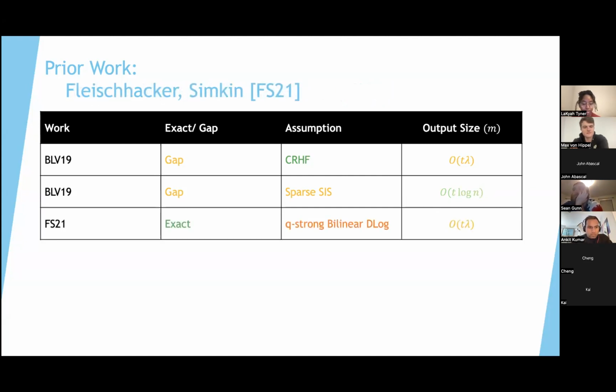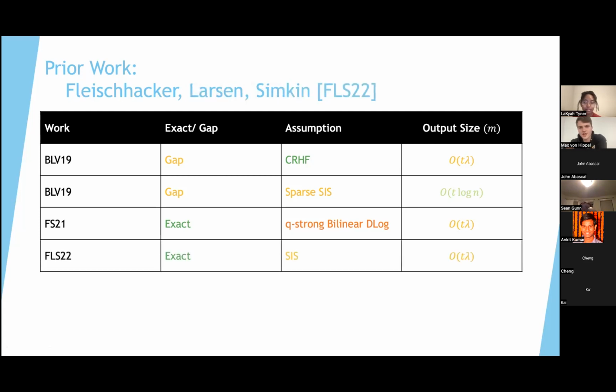Okay, and the next work after this introduced the first construction for exact Hamming property preserving hash. Sorry, exact Hamming property preserving hash. And this construction was also based on an assumption that was introduced in this work as well. So it's very non-standard, but it also enabled them to get a fairly decent output size.